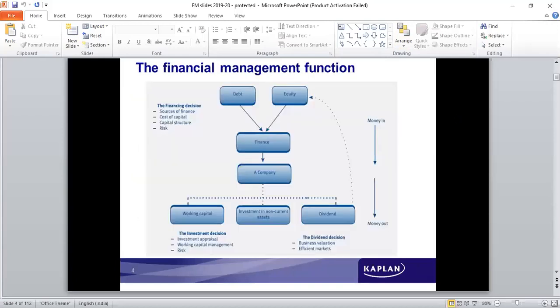So to begin with, what is the financial management function or the function of finance? It talks about raising of finances and investing in the business. So that is the main activity which is taken up under the finance function. So what are they involved in? What does the management take care of? Raise finances and invest in the business.